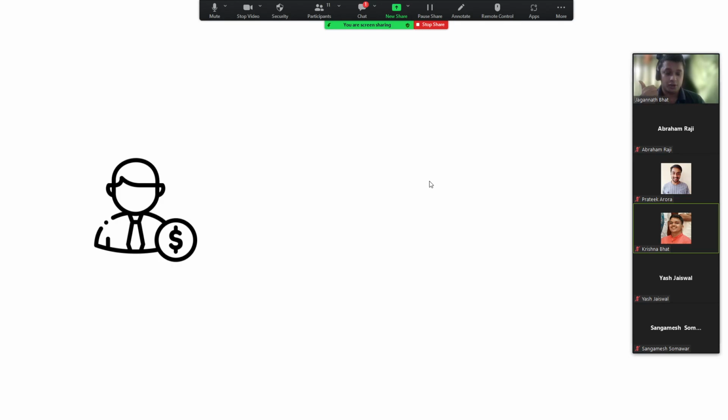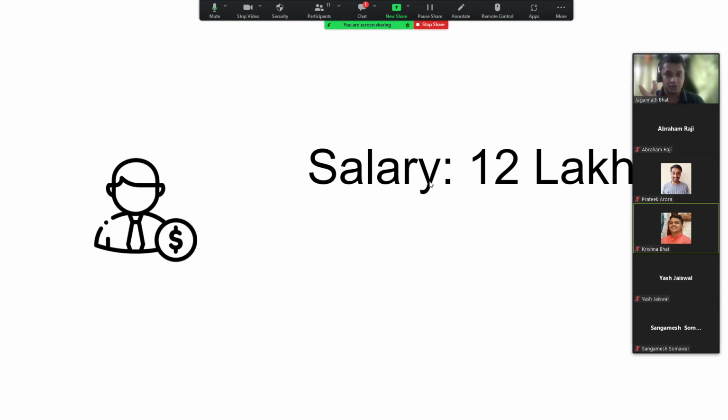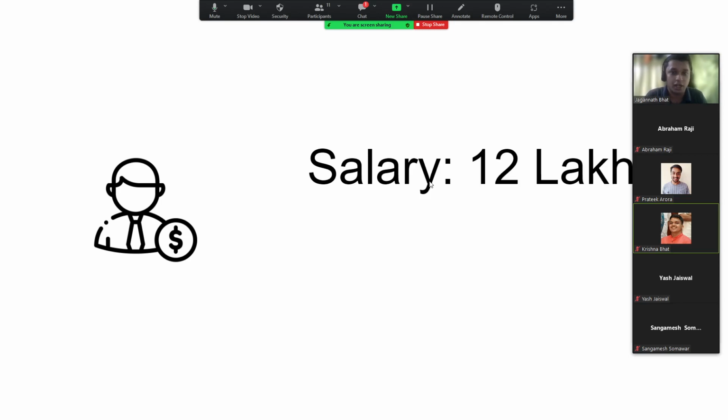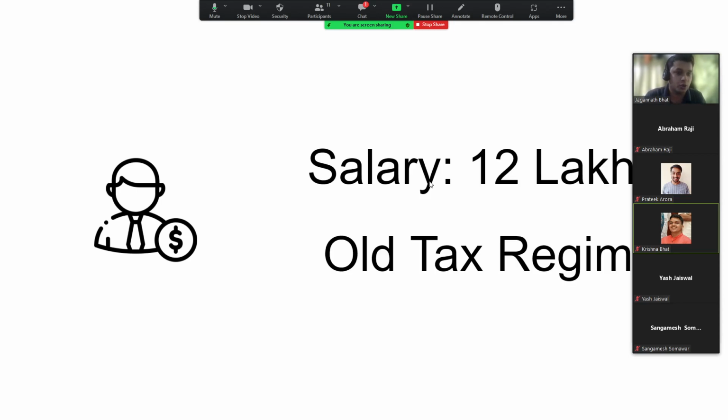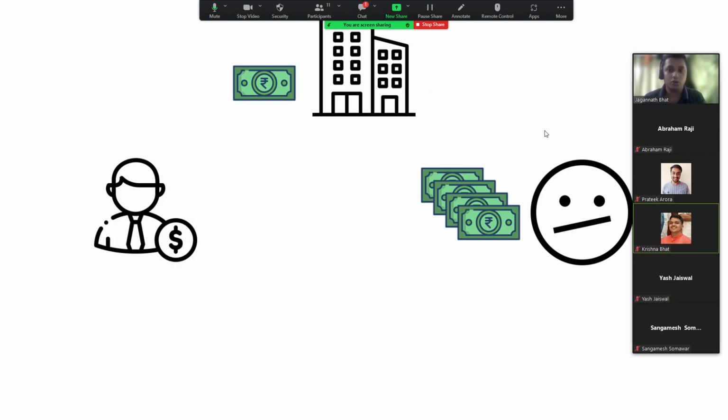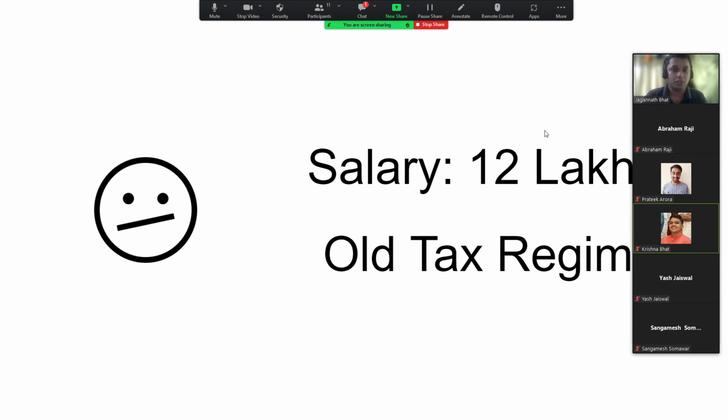The income tax is deducted at source. In our case, the tax is calculated by an accountant, and the accountant only knows that your salary is 12 lakhs and you have opted for the old tax regime. So the accountant calculates your tax based on that, let's say 1,72,000, and sends that amount to the tax department.